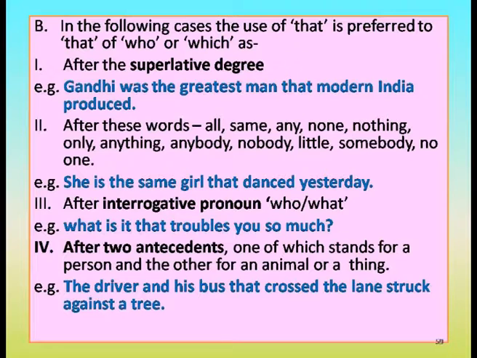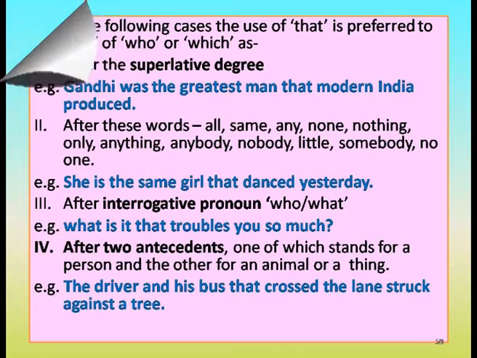Third, after interrogative pronoun, who or what. What is it that troubles you so much? After two antecedents, one of which stands for a person and the other for an animal or thing. The driver and his bus that crossed the lane struck against a tree.